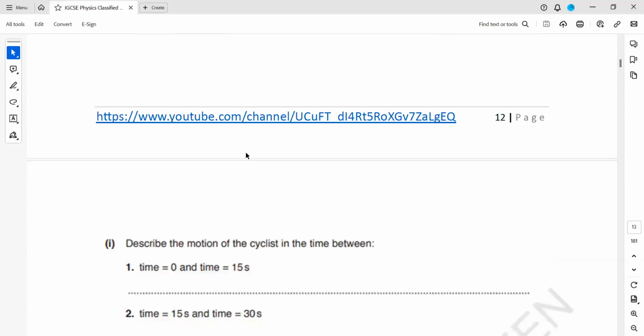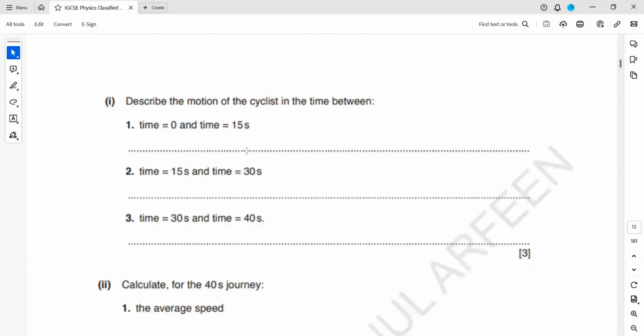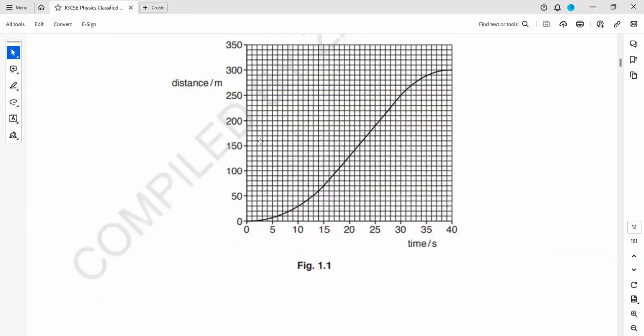The next part, we need the average speed. How do we get the average speed? Average speed is the total distance over the total time. So you will draw a line for the total distance, which is 300, and the total time for the journey is 40 seconds. So 300 divided by 40. What's the answer? It will be 7.5 and the unit will be meters per second.